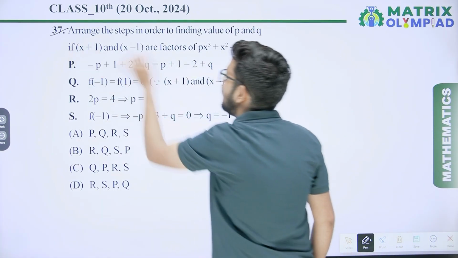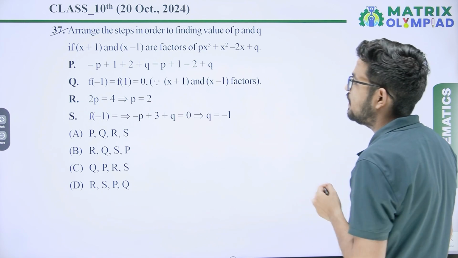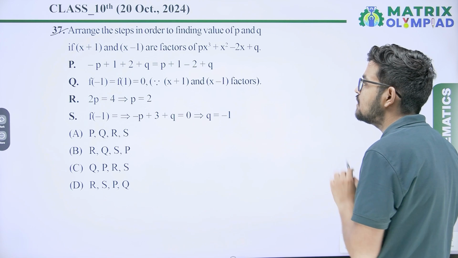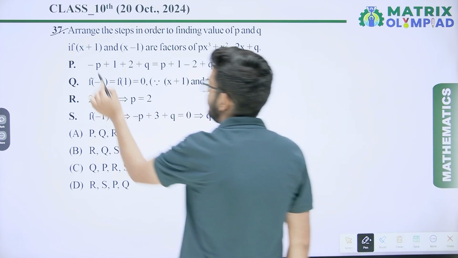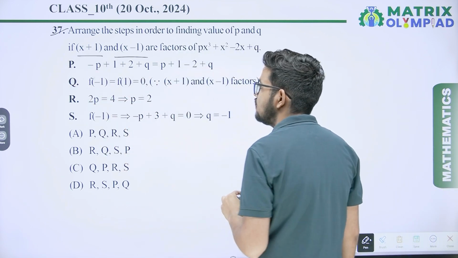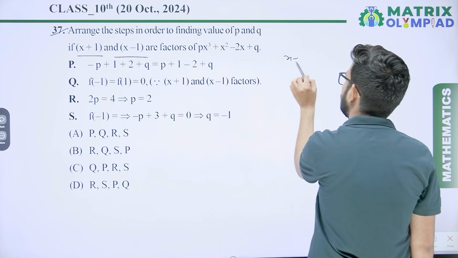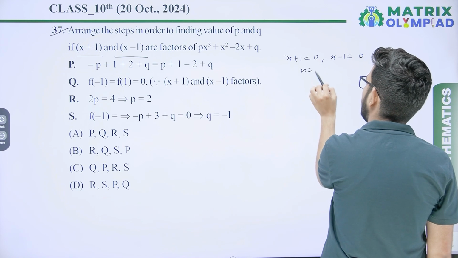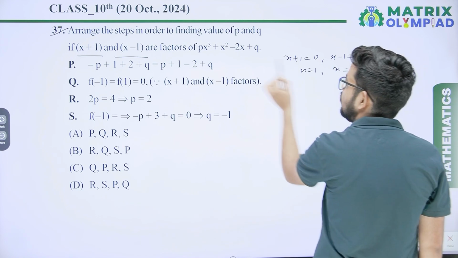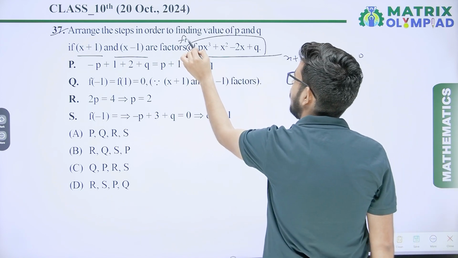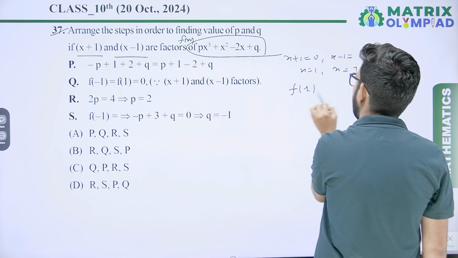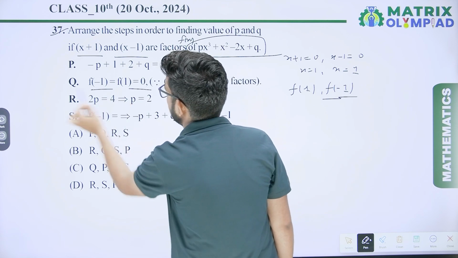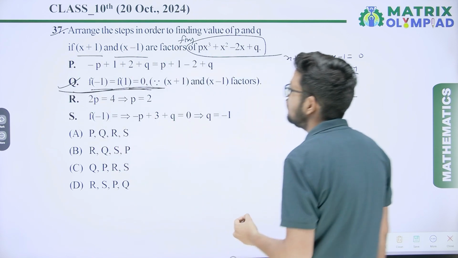Question number 37. Arrange the steps in order for finding the value of p and q if x plus 1 and x minus 1 are the factors of px cube plus x square minus 2x plus q. So first of all, we know that these are the factors, so we will put them equal to 0. It means x plus 1 equals 0 and x minus 1 equals 0. So x equals minus 1 and x equals 1. Just assume that the polynomial is the function f of x. So we will find f of 1 and f of minus 1. It will equal 0 because they are factors.